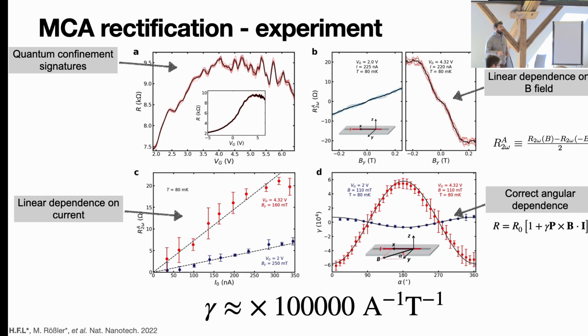What was cool is, for many reasons, partially because it's a 1D system, and also because of this very nonlinear band structure in the TI nanowires. It was a very large effect. This gamma rectification coefficient was, as far as I'm aware, the largest that's been reported.